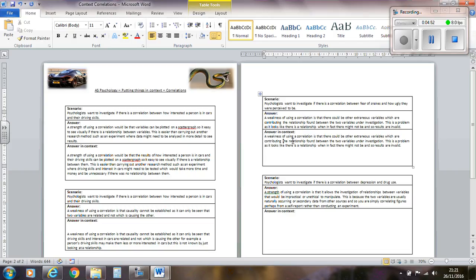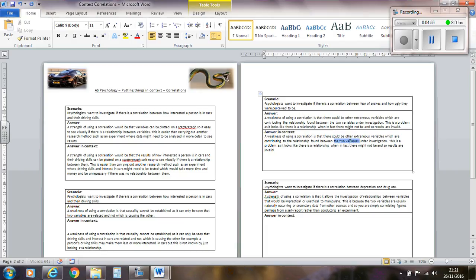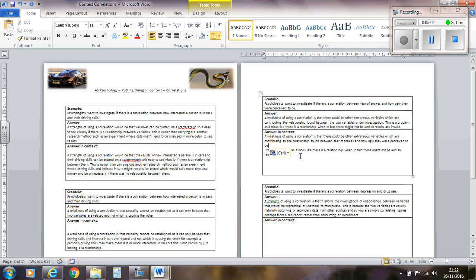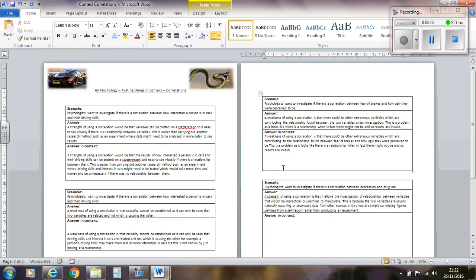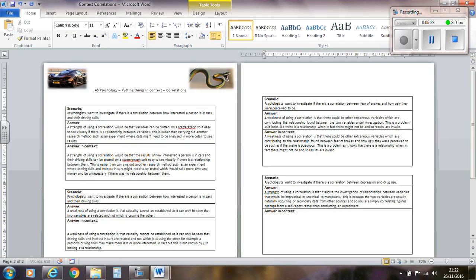So a weakness of using a correlation is that there could be other extraneous variables which are contributing, I should say, to the relationship found between fear of snakes and how ugly they're perceived to be. And this is, in fact, such as if the snake is poisonous. This is a problem as it looks like there's a relationship when in fact there might not be, and so results are invalid. So again, I'm saying there's going to be another extraneous variable, and I need to put an example that gives me some context there to get marks.